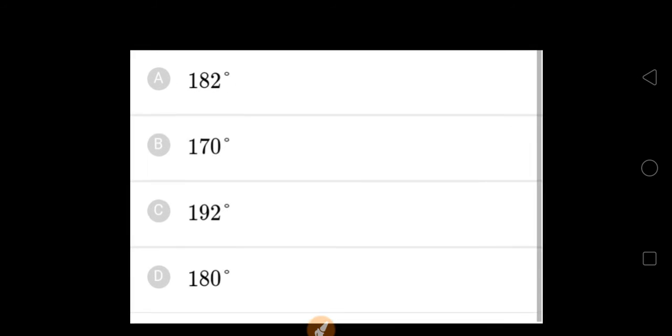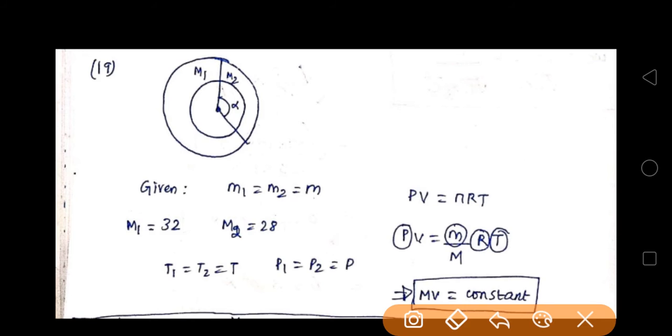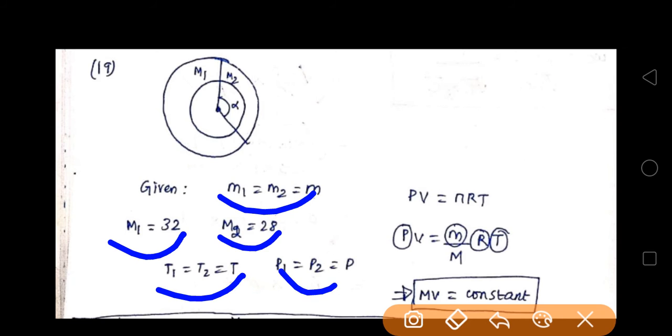And these are the four options given. How to do this? It is given m1 is equal to m2 is equal to m, and the molecular mass is 32 for the first and 28 for the second, and temperature is the same, pressure is the same.